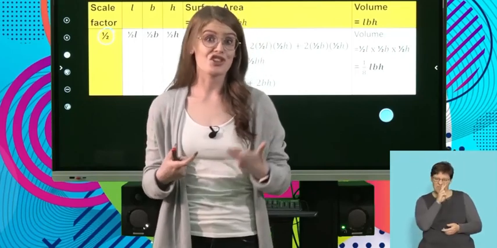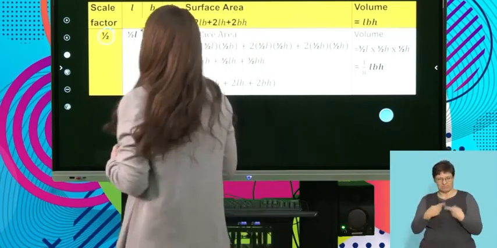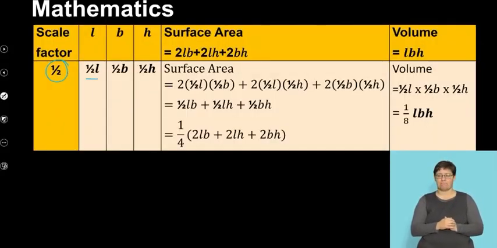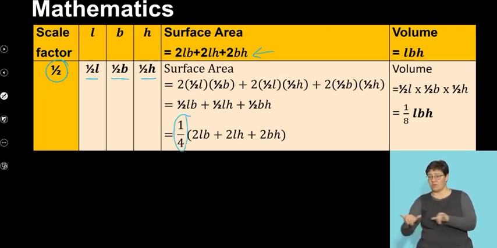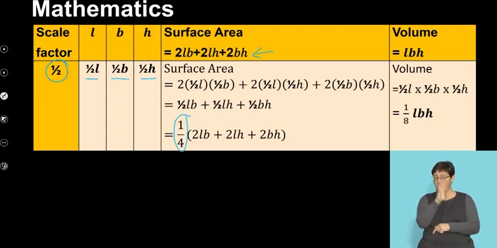Let's see what it does to the surface area and the volume. So we've now got a half length, half breadth, half height. Again, substituting it into the old formula, and again, trying to see, is there a link between the old expression for surface area and the way that I can write it in terms of the new one? Everyone can hopefully see that if I take a quarter out as a highest common factor, a quarter times the old surface area is an expression for the new surface area.